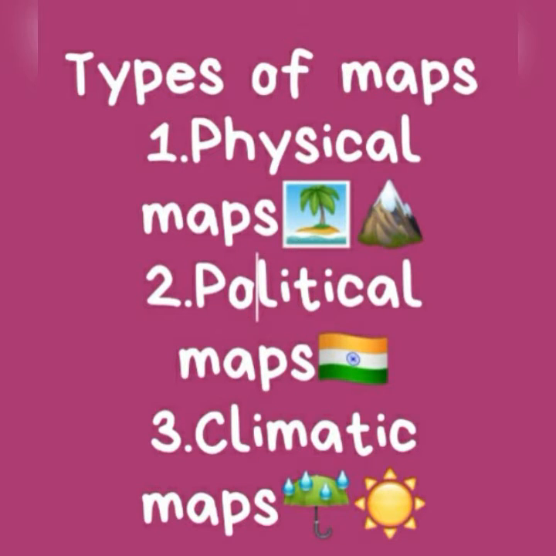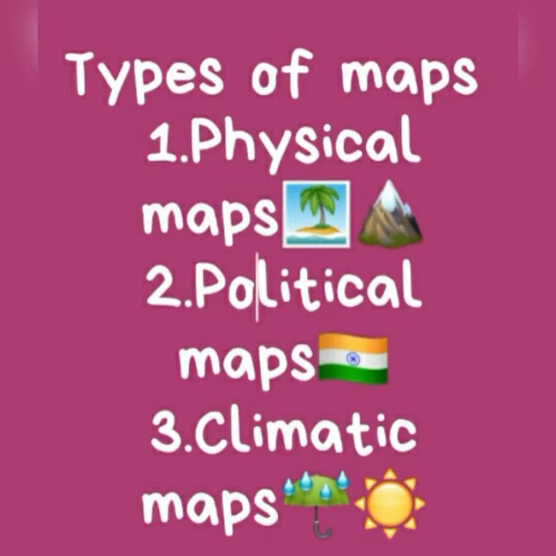So next, take page number 11, children. We are going to discuss types of maps. So there are different types of maps. First one is a physical map. This physical map shows the physical features of a place such as mountains, plateaus, plains and rivers.